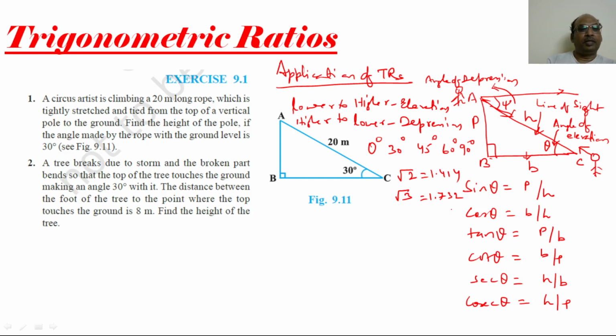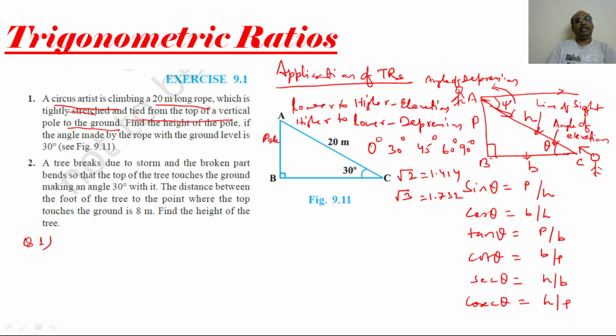Now, suppose question number 1. What is written? A circus artist is climbing a 20-meter long rope which is tightly stretched and tied from the top of a vertical pole to the ground. So the vertical pole is this AB given.